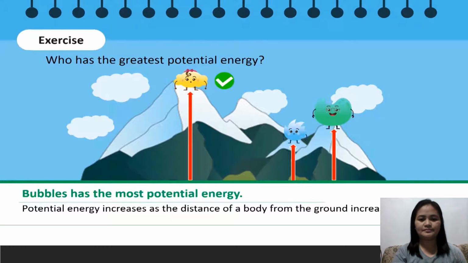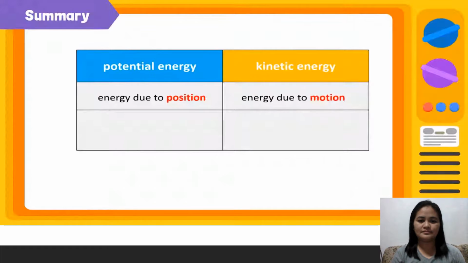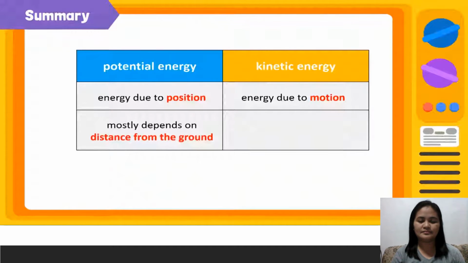Let's summarize. Potential energy is the energy of a body due to its position. Kinetic energy, on the other hand, is the energy of a body due to its motion. Potential energy mostly depends on the distance of a body from the ground.